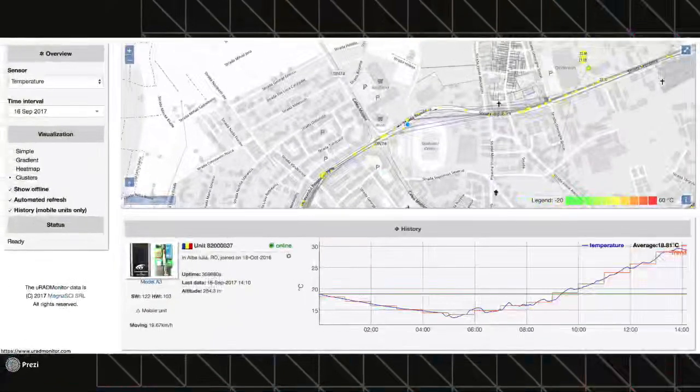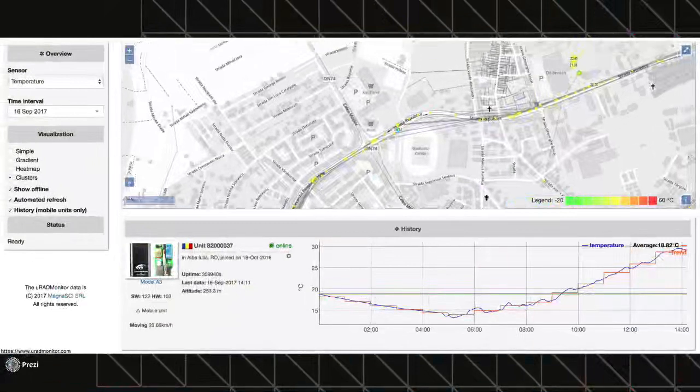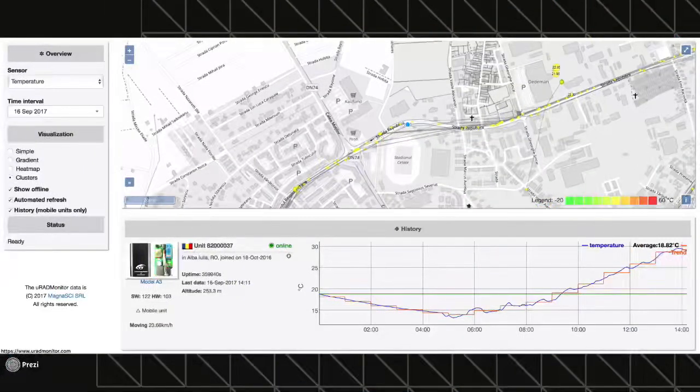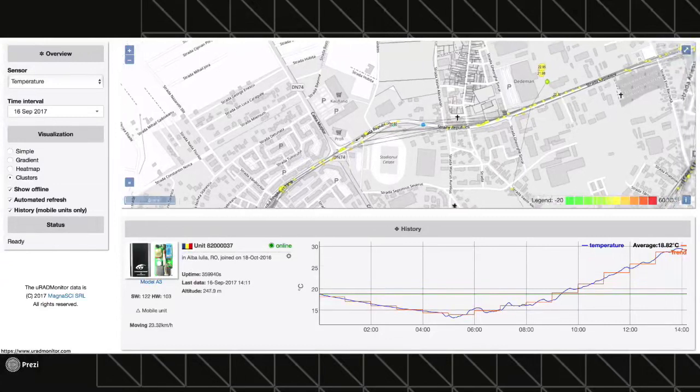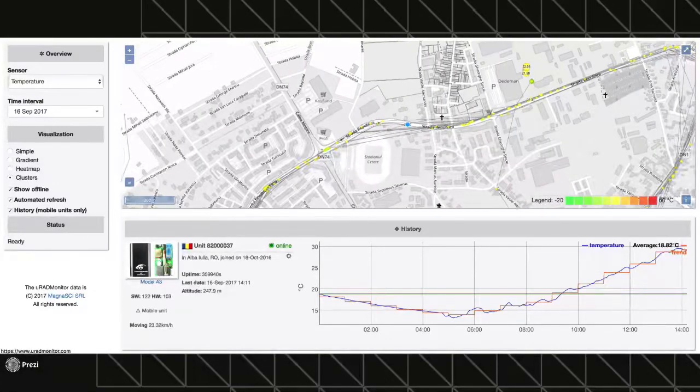And this is an animated slide. You can see it does some refresh. You see the car moving in real time in the city. So at the bottom, you see the speed. It says moving, and it's 20 and something kilometers per hour. We get all this data.